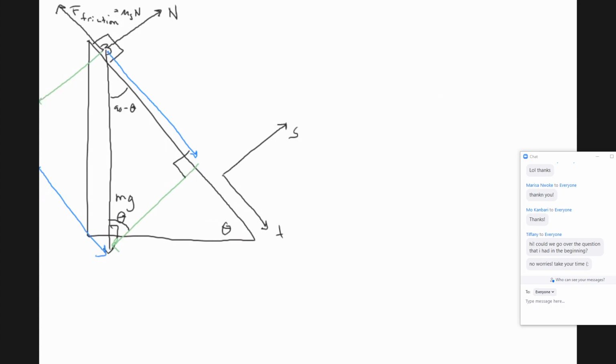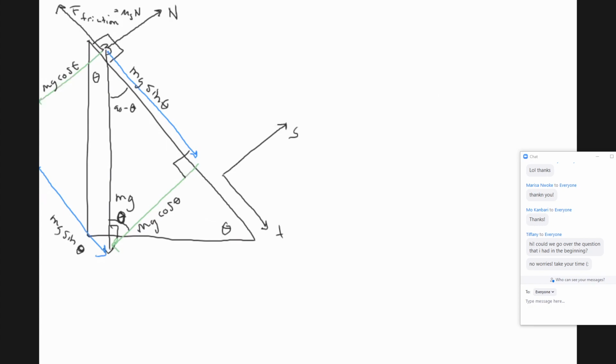So then this is the opposite side. The blue is the opposite side of which angle? Of theta, right? So that's why it's mg sine of the angle. And the green is the adjacent side, so it's mg cosine of the angle. And then on the other triangle, this is mg cosine and this is mg sine. Do you see how they all point in the same direction for the blues and the greens?